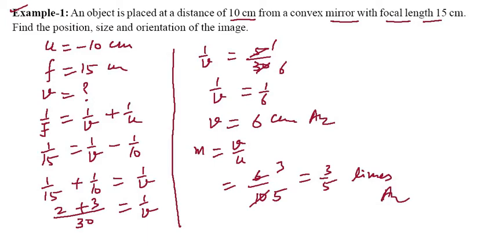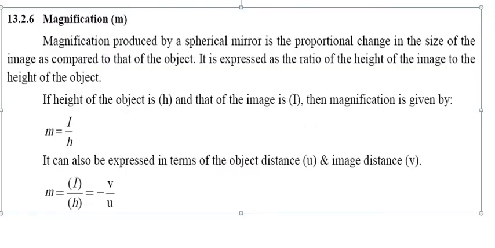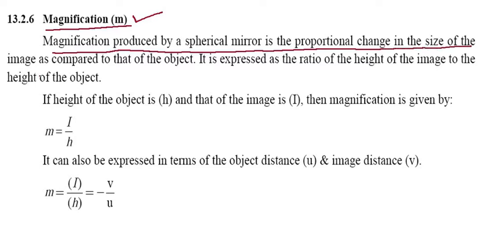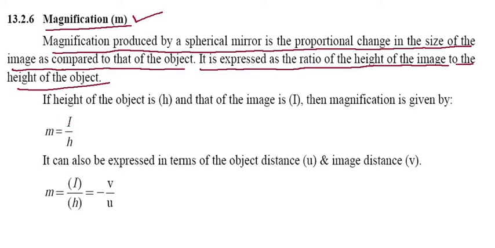You can see that is the magnification. You can see here it is denoted by m. So magnification produced by a spherical mirror is the proportional change in the size of the image compared to the object. It's expressed as the ratio of the height of the image to the height of the object. So you can say m is equal to I upon h. I is the length of the image and h is the length of the object.